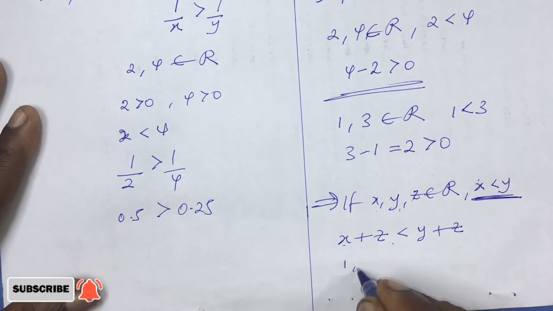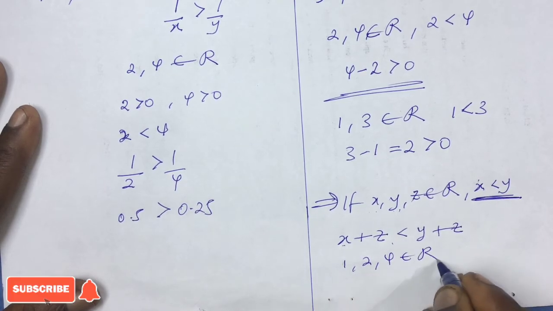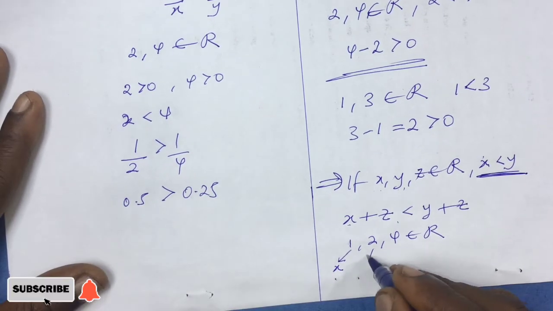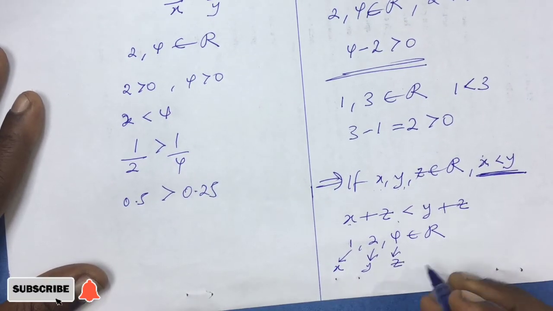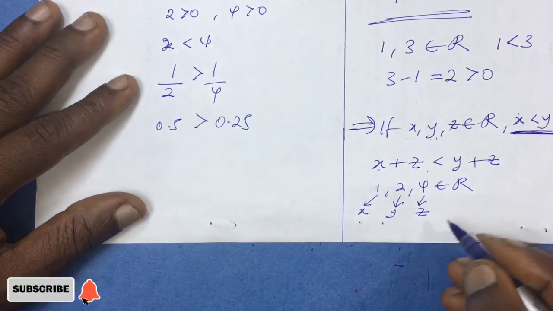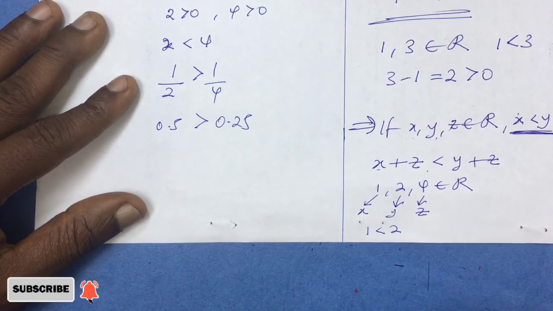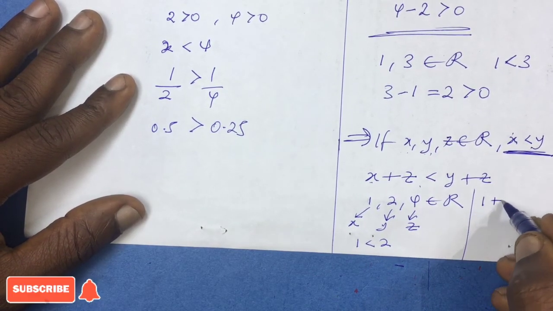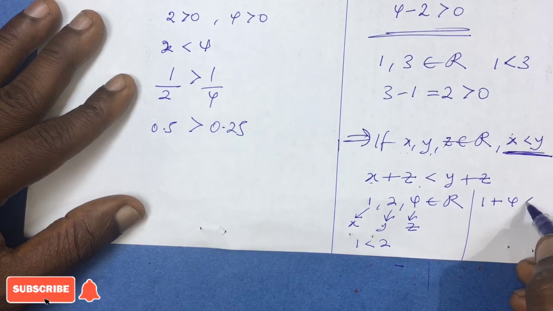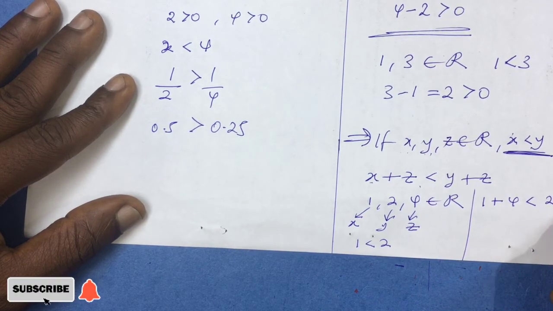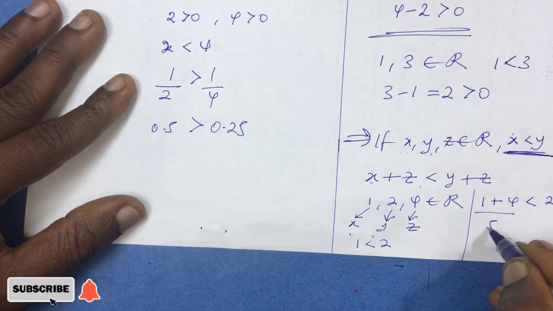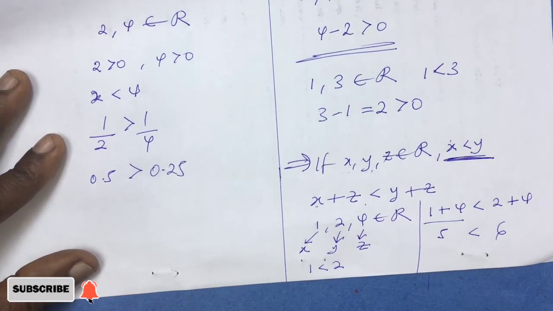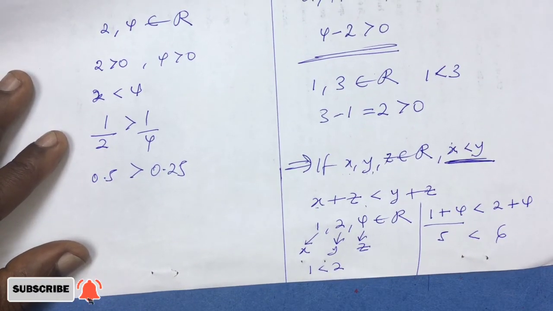So I'm selecting 1, 2, and 4 from R. If you select 1, 2, and 4 from R such that 1 represents your x, 2 represents your y, and 4 represents your z, take note of the fact that 1 is less than 2, clearly. But if you look at it again, you will notice that 1 plus z, which is 1 plus 4, is still less than 2 plus 4. Because 1 plus 4 will give you 5, which is less than 2 plus 4, which gives you 6. Okay? So that property is true.